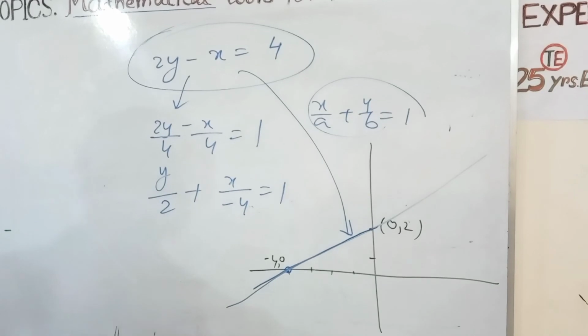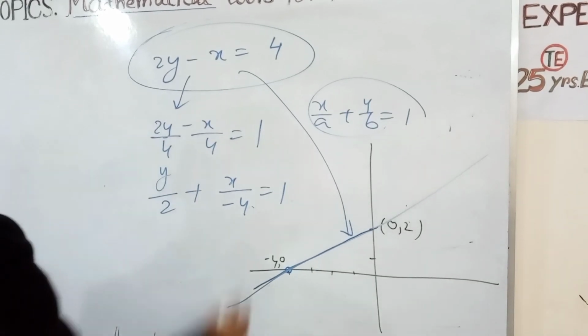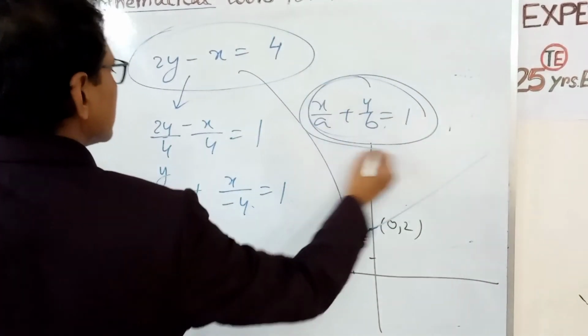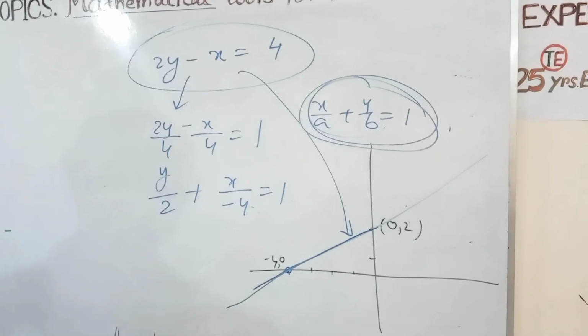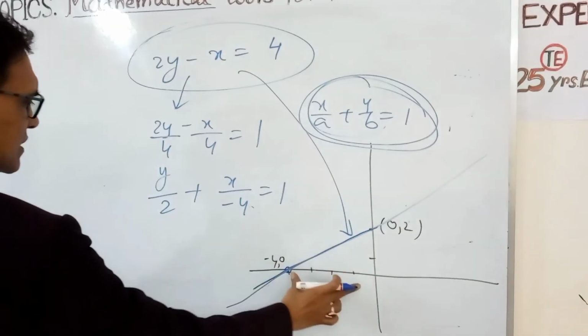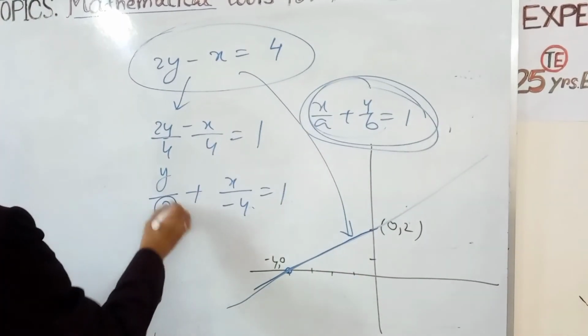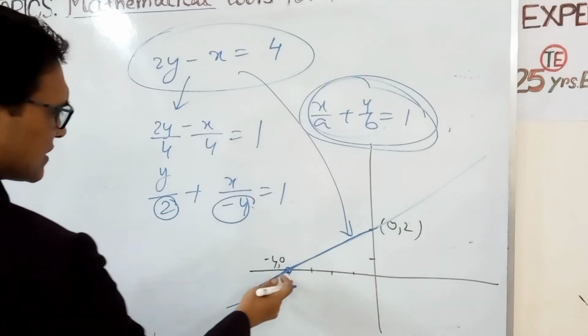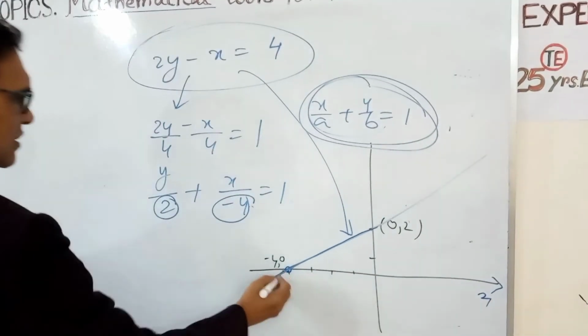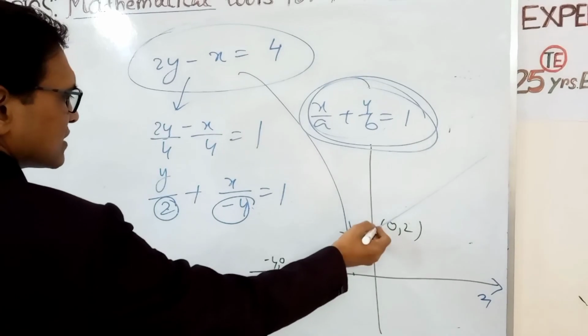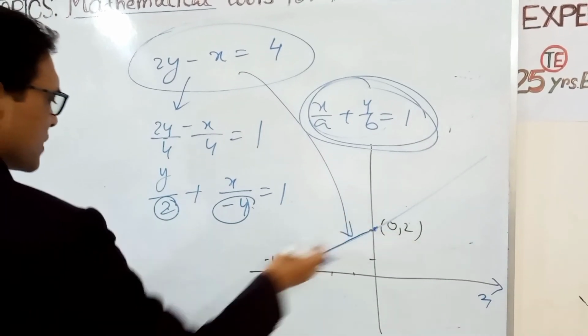So to draw the straight line, you have to express the equation in this form. Then select A and B. This is A, this is B. A is along the negative x-axis and Y, that is 2, is along this axis. So draw the straight line passing through 2 points.